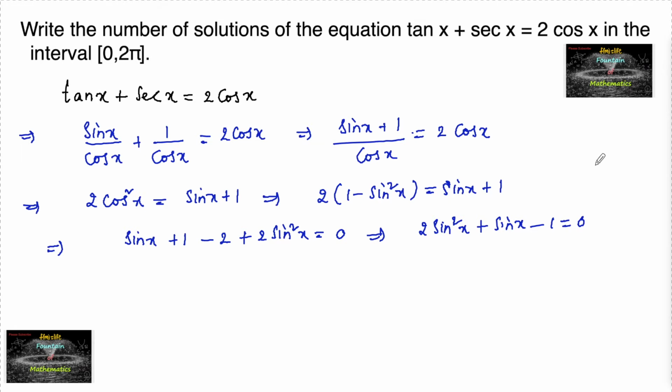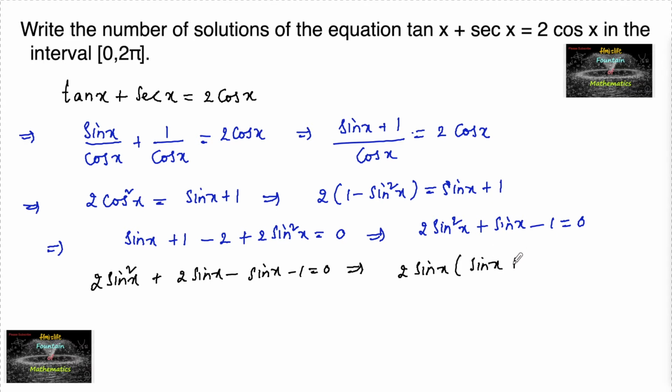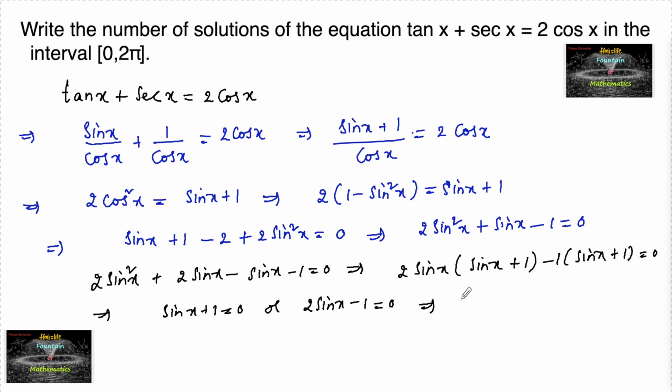equals to 0. So let's factorize this. We can write this as 2 sin square x plus 2 sin x minus sin x minus 1 equals to 0, or we can take out 2 sin x common. So we have (sin x plus 1)(2 sin x minus 1) equals to 0. So we have sin x plus 1 equals to 0, or 2 sin x minus 1 equals to 0, which implies sin x is equal to minus 1 or sin x is equal to 1 by 2.